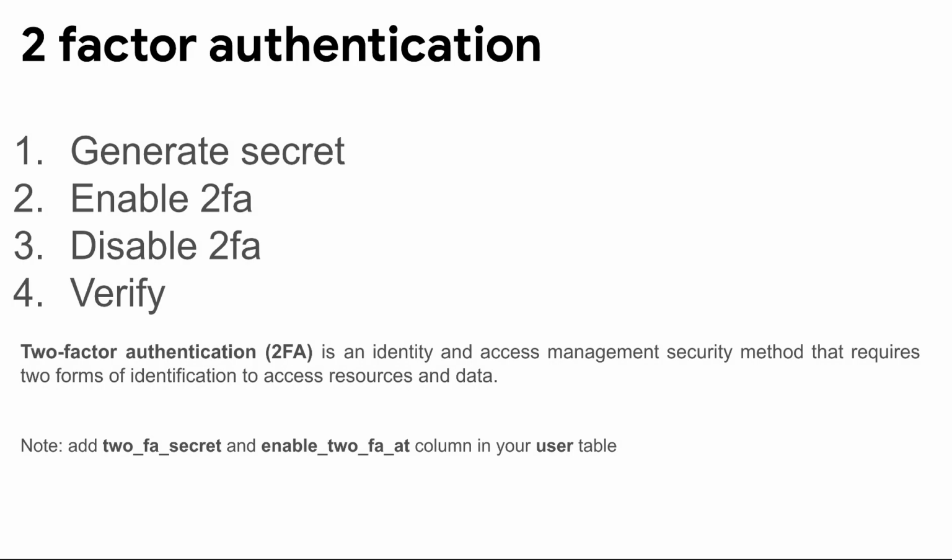Before we move forward, I just want us to look at what we'll be achieving here. But first, if you look at what I have here, two-factor authentication is an identity and access management security method that requires two forms of identification to access resources and data. So the thing is, I want to be able to identify a particular user and then give him access to a certain kind of record.